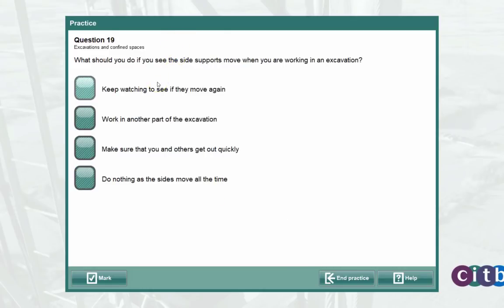What should you do if you see the side supports move when you are working in an excavation? Keep watching to see if they move again. Work in another part of the excavation. Make sure that you and others get out quickly. Do nothing as the sides move all the time.